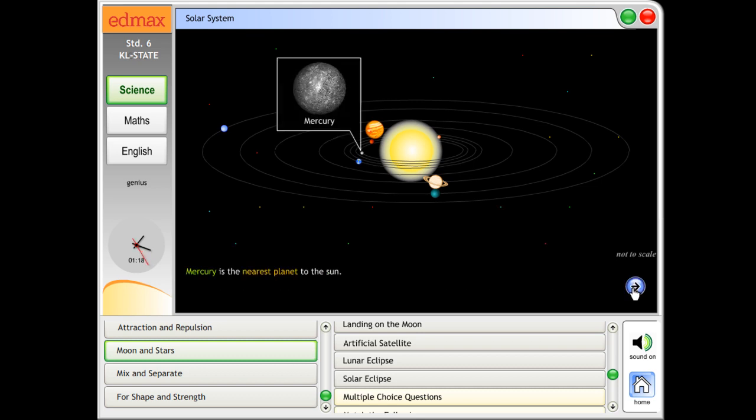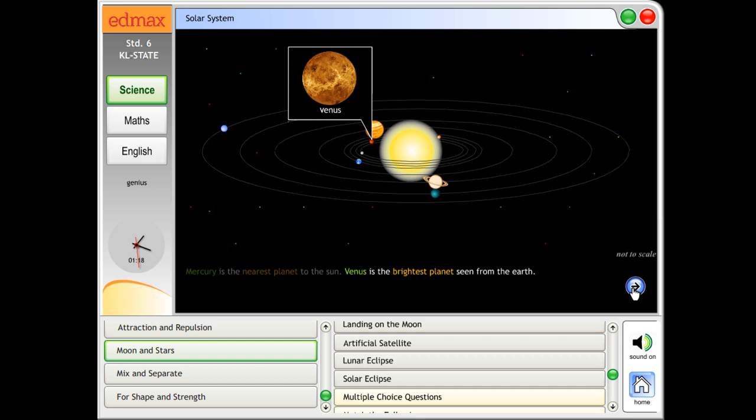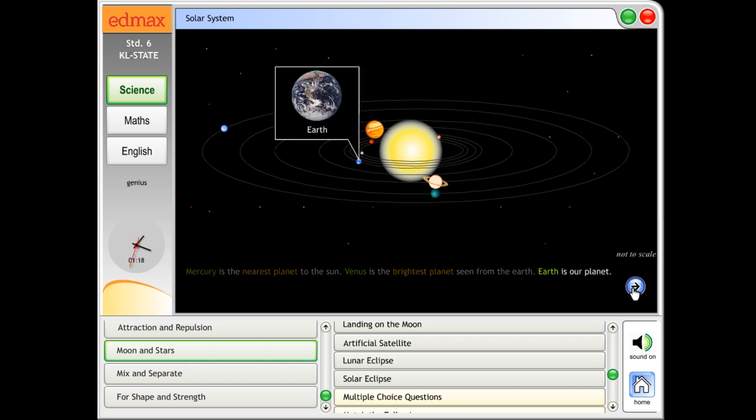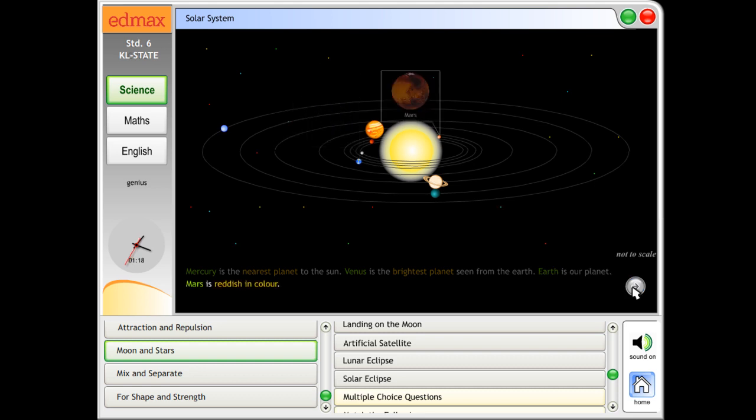Mercury is the nearest planet to the Sun. Venus is the brightest planet seen from the Earth. Earth is our planet. Mars is reddish in color.